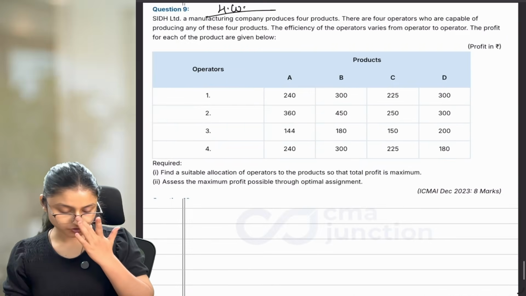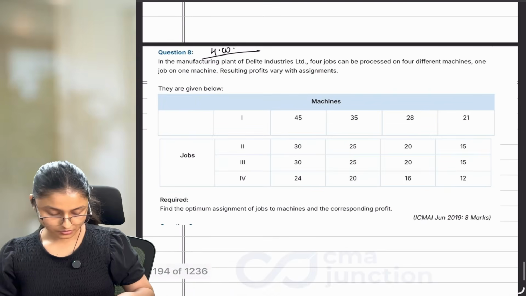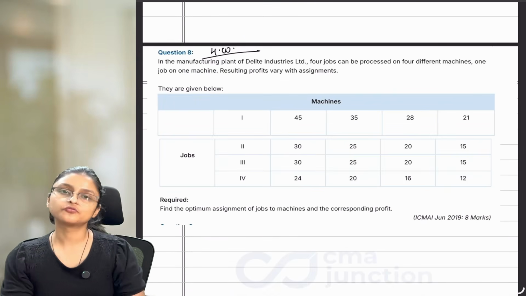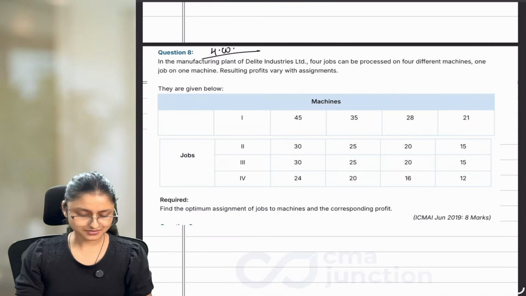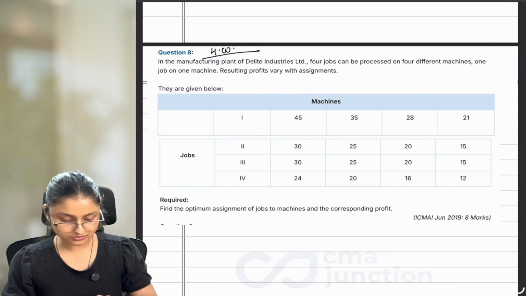And this question is going to be your homework, and this is also related to your profit matrix only. Next, question number 8 is also going to be your homework, where you have to do profit matrix. These are simple questions, nothing complicated, and that is why I'm giving them to you as homework.